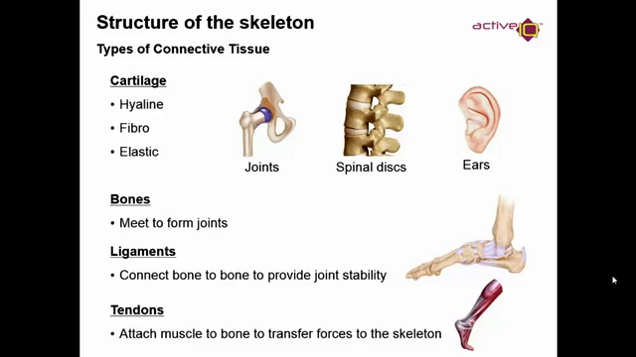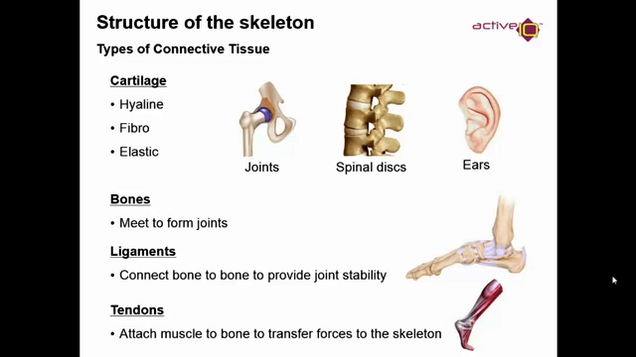Ligaments connect bone to bone, and they're predominantly found around the joints. So wherever we have a joint where 2 bones meet, we'll also have a ligament to keep that joint secure and to make sure it's not floppy and going all over the place.